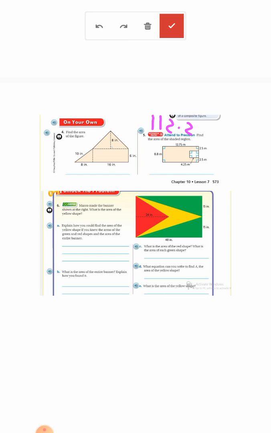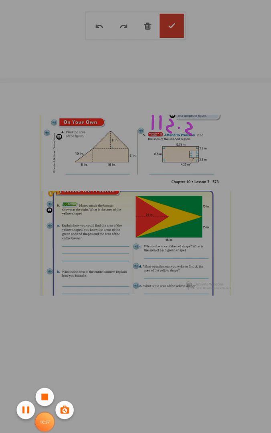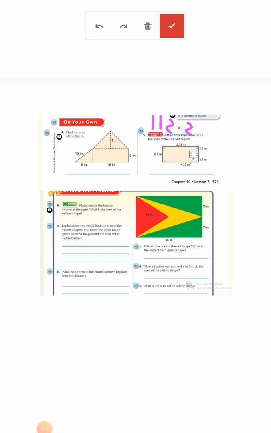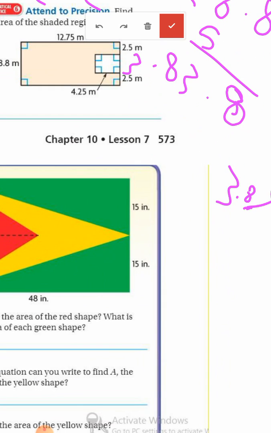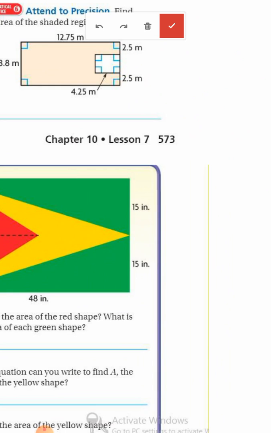Now we need to know the area of the small rectangle. Here we have 2.5, 2.5. So the rest of this side, here we have 5. So we are going to subtract 8.8 minus 5. It gives me 3.8. So here we are going to multiply 3.8 by 4.25, or we do the inverse here.